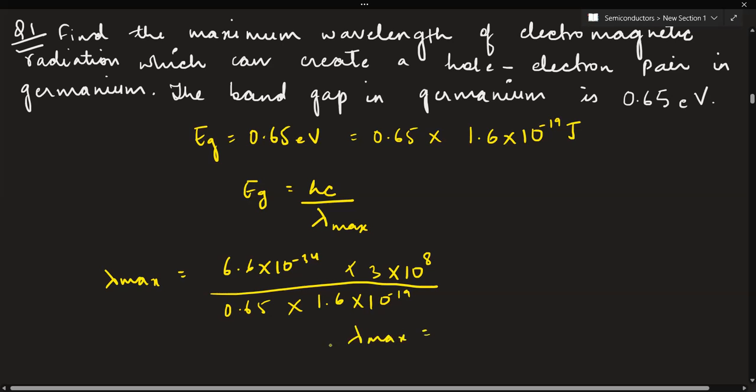So see, if you solve this, this will come out to be approximately equal to 1.9 into 10 to the power minus 6 meters. So this is the maximum wavelength that will be created when the electron-hole pair has an energy band gap of 0.65 electron volts. So just note it down. We'll do 1 or 2 questions more.